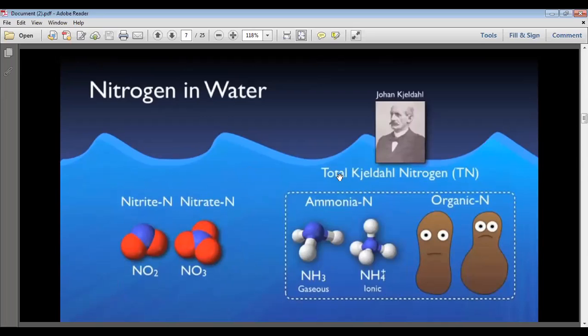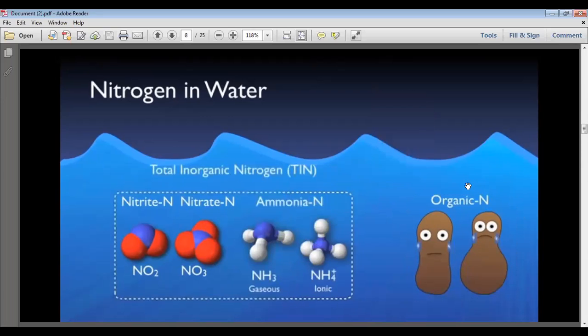One more way of measuring nitrogen is the combination of these two only. Leaving out the oxidized states, ammonia and organic nitrogen, the combination of this we call total Kjeldahl nitrogen. Then one more form is total inorganic nitrogen. It is due to the oxidized states and ammonia. Due to these, we call it total inorganic nitrogen.